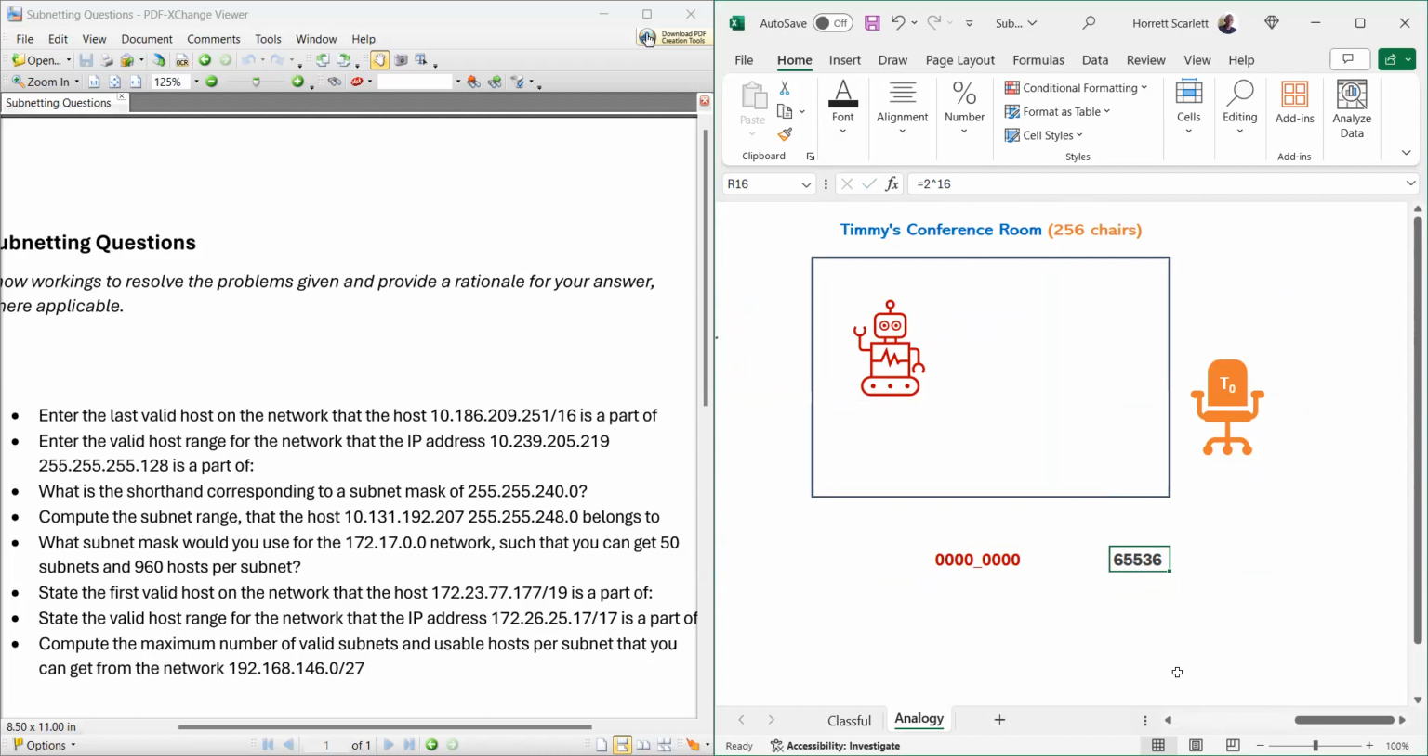If I now ask you how many usable hosts we have, or how many hosts can we have within this network that can communicate on the network, then it's now 65536 minus 2. Why minus 2? Because one is used for the network ID and one is used for the broadcast ID. In every subnet, the first IP address within the range is used as a network ID, and the final one within the range is used as the broadcast ID. So we take away 2 and end up with 65534.